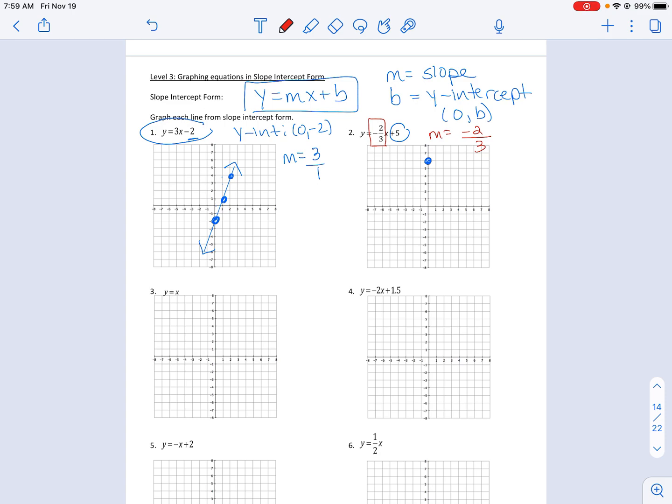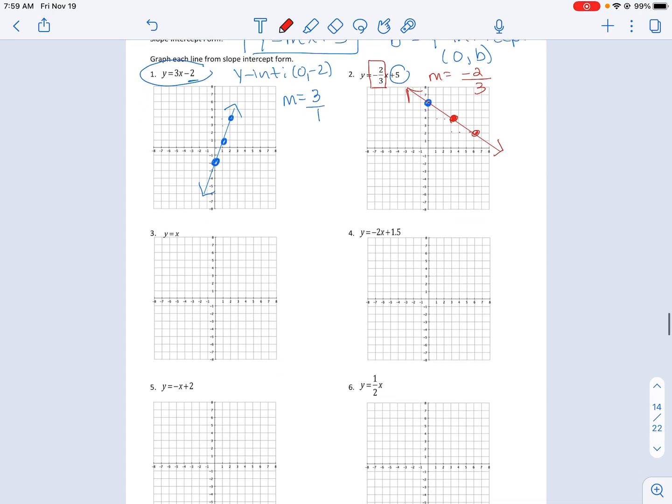So that means we go down 2. Remember, first numbers always rise. And then the bottom number is a +3, so we're going to go to the right. And again, you can count out as many points as you want, down 2, to the right 3. They're all going to make a straight line. So there's my line. There it is.